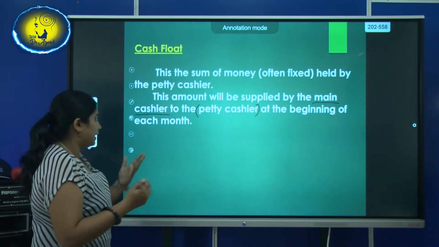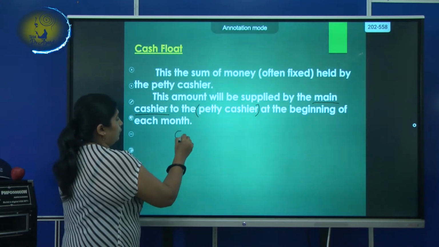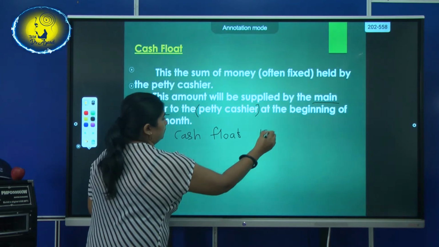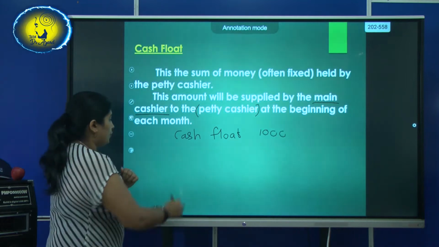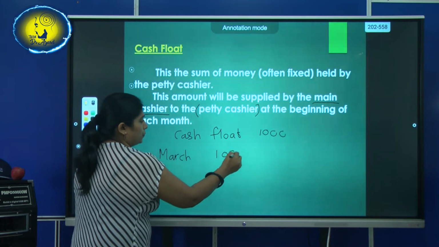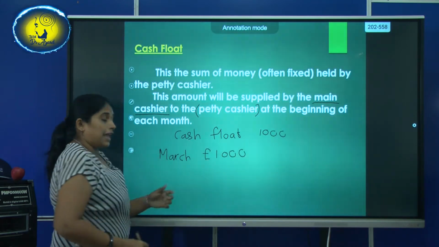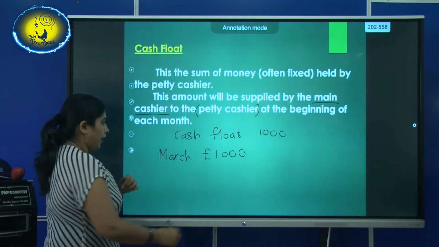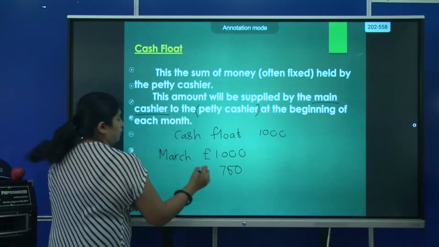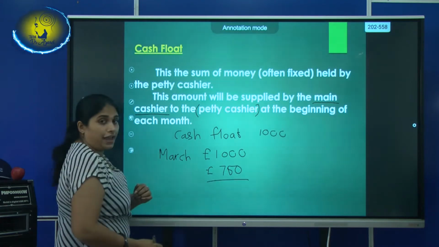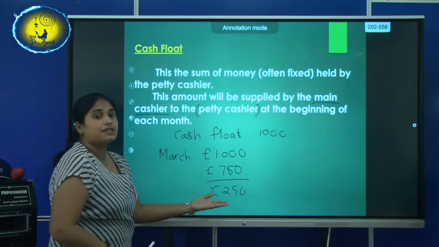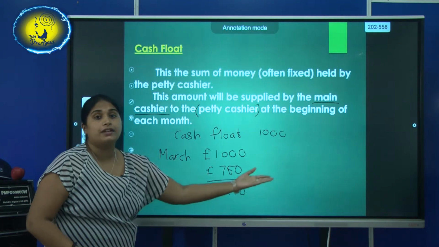For an example, I'll assume our cash float is 1000. Okay, so at the very beginning of the month of March, I have £1000 with me, but at the end of the month of March, I have spent £750. Okay, so what is the balance I have? 250. So this is the balance that I will carry down for the next month.